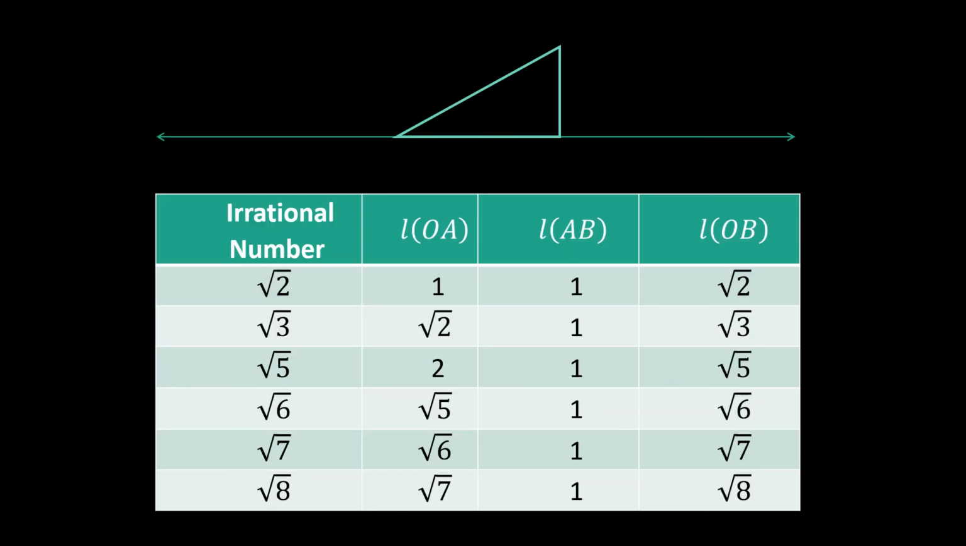General guideline to plot root n on number line where n is a natural number. Construct triangle OAB such that OA is equal to under root of n minus 1, angle OAB is equal to 90 degrees and AB is equal to 1.